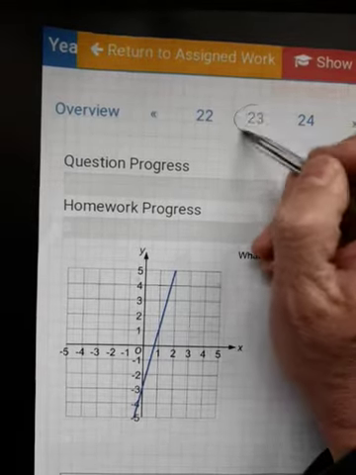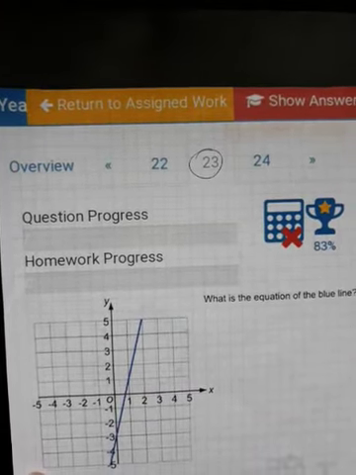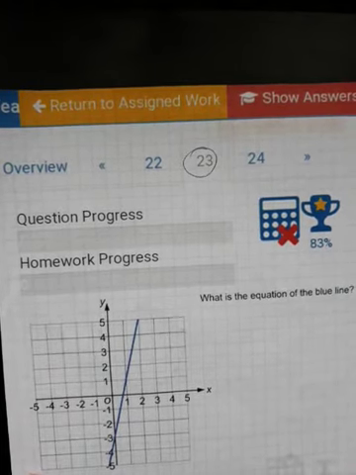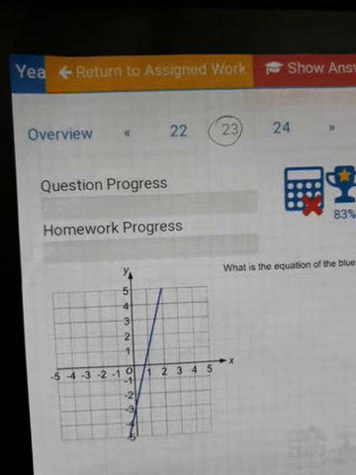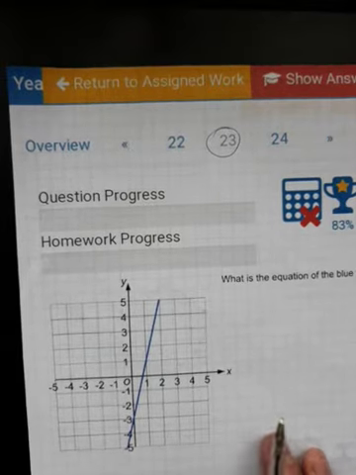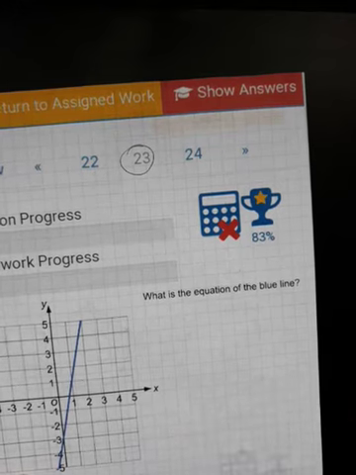This is from a Year 9 assignment, question 23, also relates to clip A14, A, B and C. I don't know which one this one's on, but anyway, it's all to do with gradients and equations, plotting straight line graphs, gradients and equations of straight lines. So in this one we're asked to find the gradient, the equation, of the blue line.